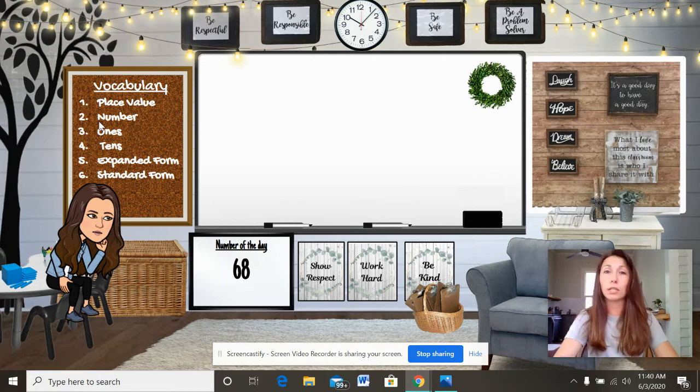Our next vocabulary word is number. Numbers are things that you use every single day. Numbers are 1, 2, 3, 4, and sometimes when we get to be two digits, they take two of those numbers and put them together.